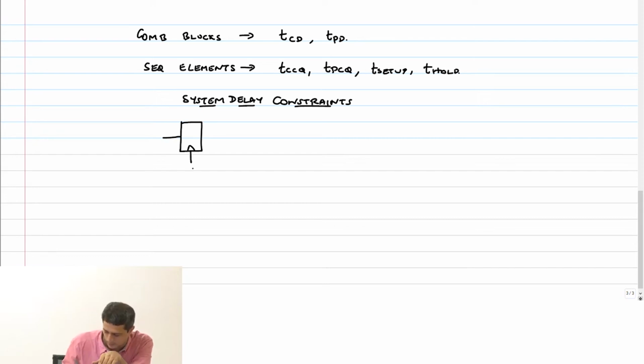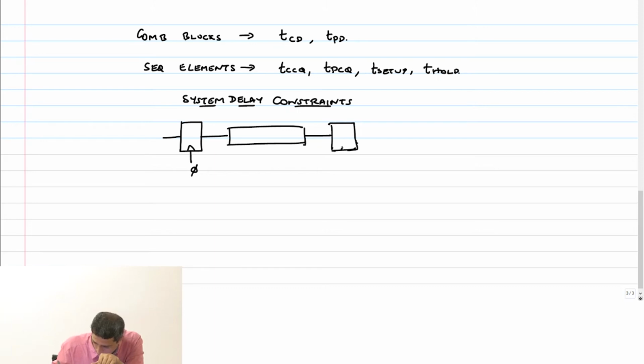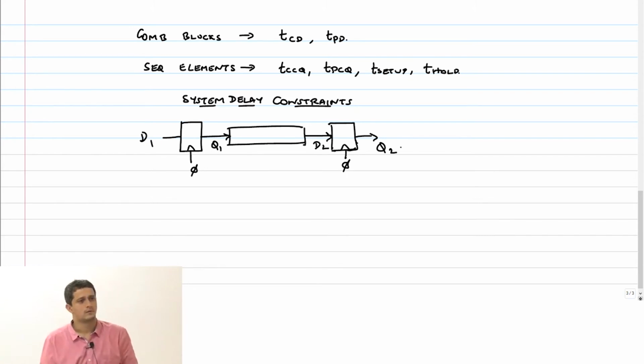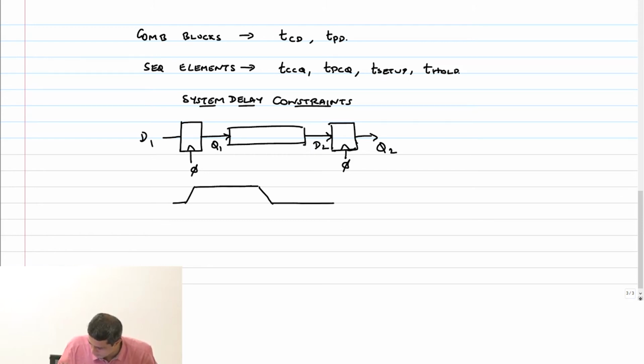So I have a flop with a clock. This is going to go through a combinational block, and we're going to come and sit here with another flop. The left flop is called a launch flop, the right flop is called a capture flop. So I have D1, Q1, D2 and Q2. Right now I am assuming that the clock period is given to me, and the time period is Tc. Okay, so let's assume that the clock is like this.